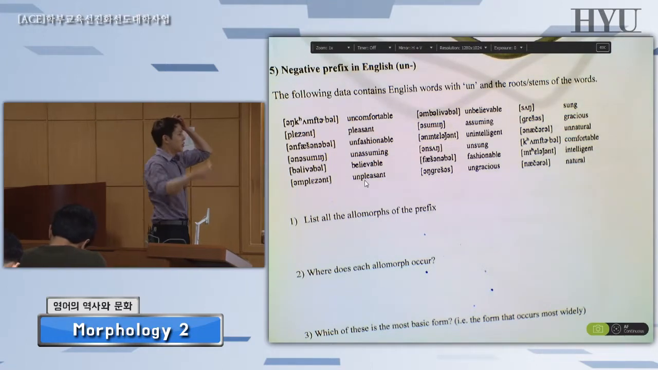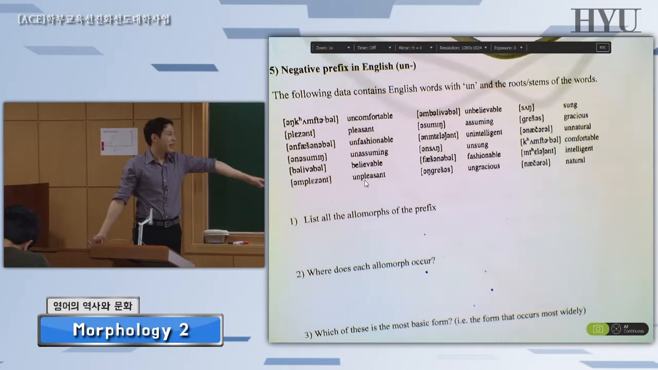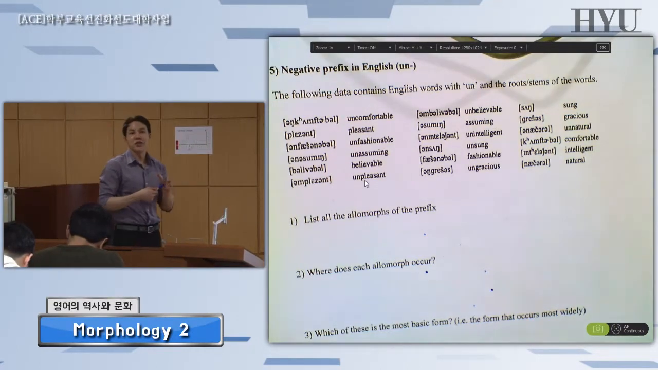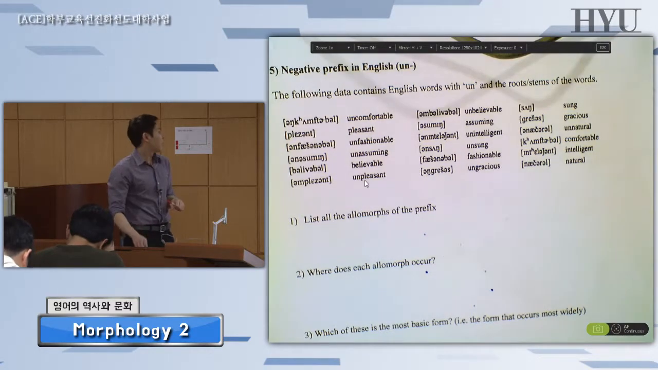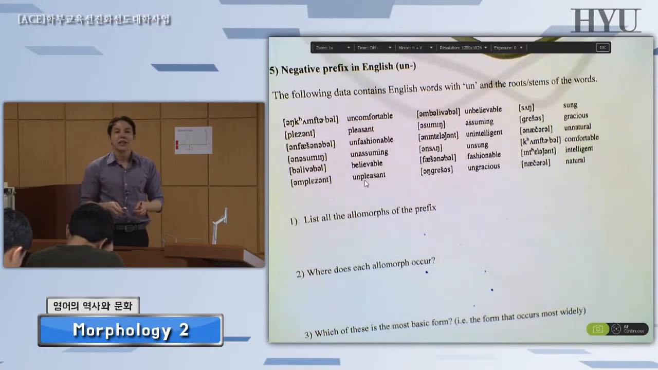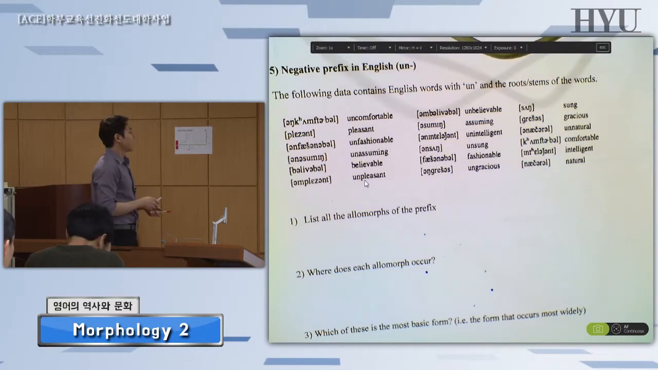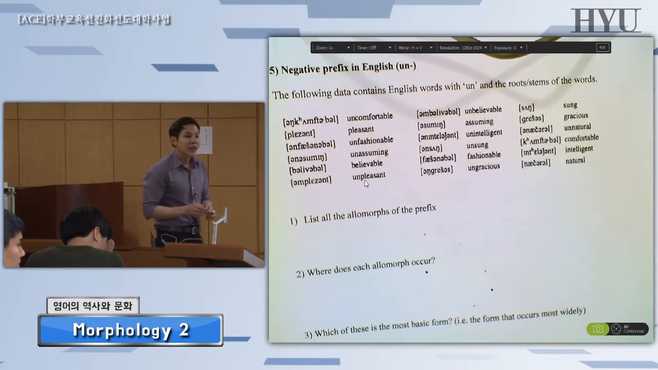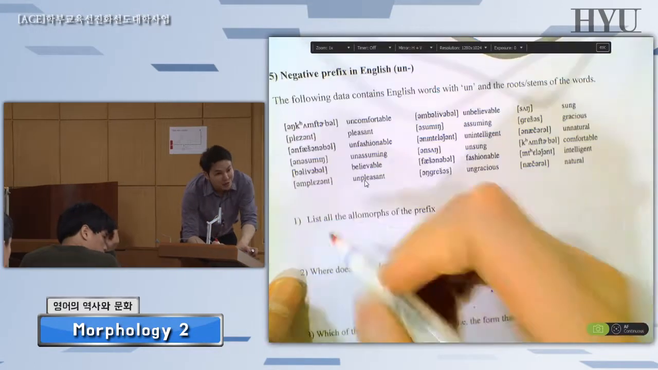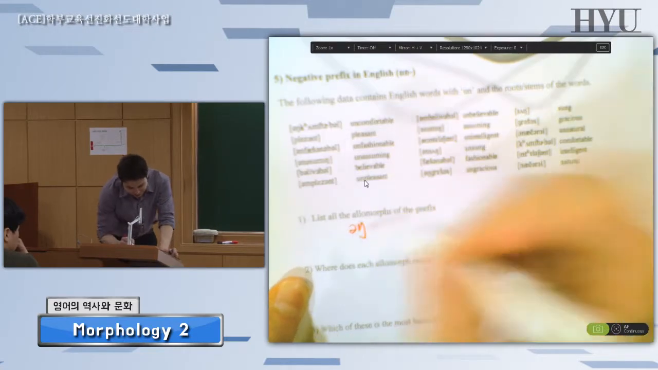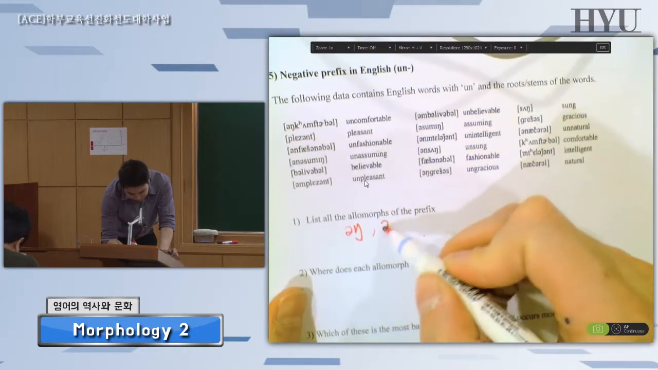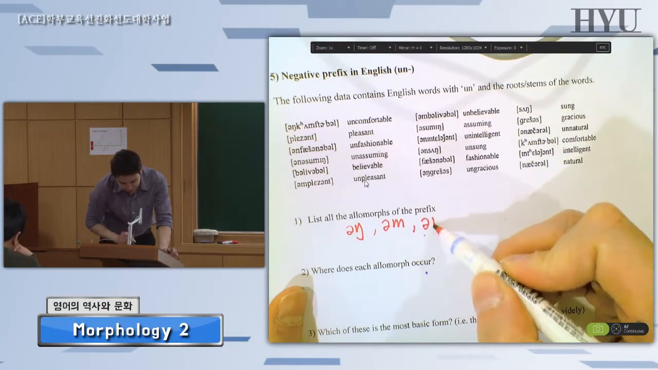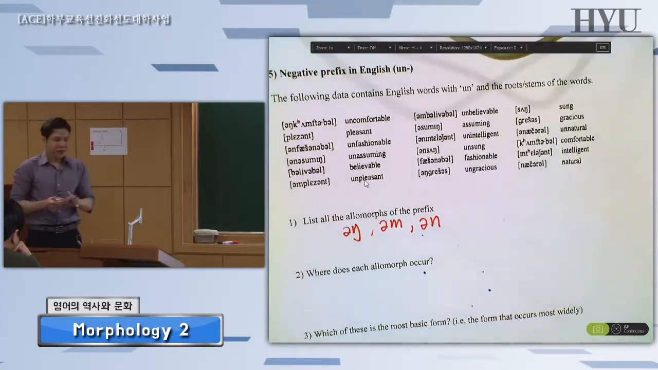Okay, so who would like to answer the first question? List all the allomorphs of the derivational prefix un. So, what allomorphs do you see? Anyone would like to try? What allomorphs do you see? Yes. With the tail, right? M. Un. Anything else? 3?